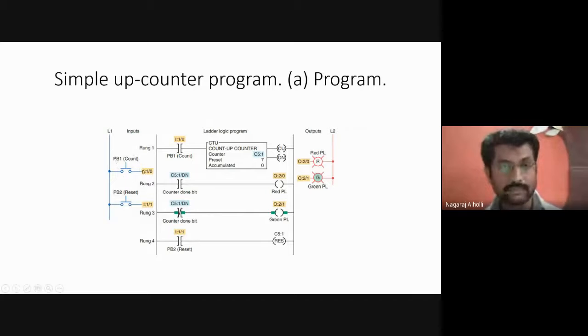This is the push button, PB1, for the counting operation. Every time this PB1 switch is pressed, it goes from false state to true state, from 0 to 1. Open condition is 0; when the contacts are closed, it is the 1 state. So false is 0, true is 1. Every time we press this switch, it goes from false to true. That time this PB1 count contact, which is examine if closed, will become true.